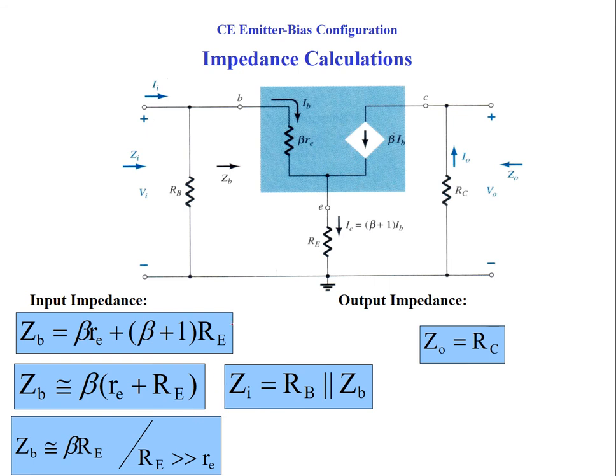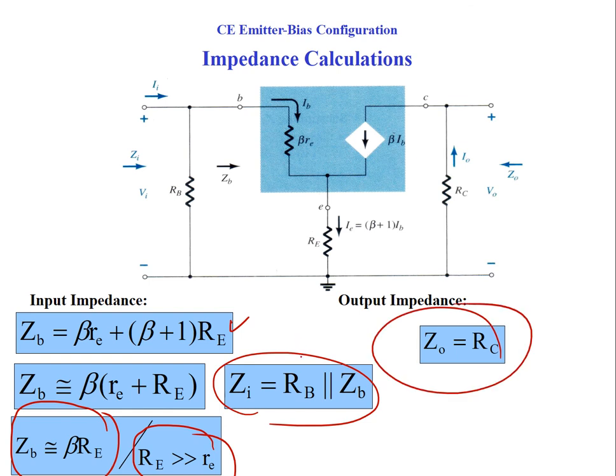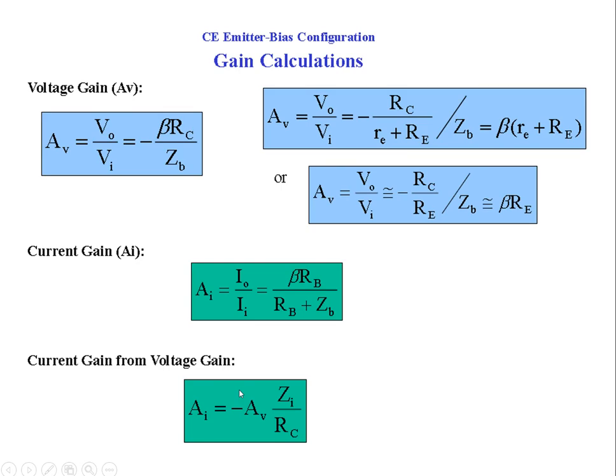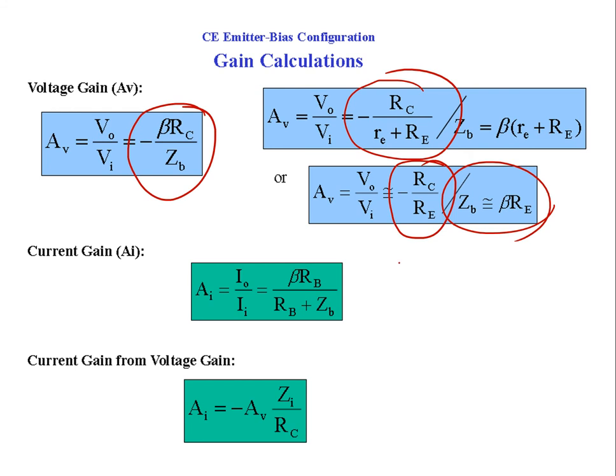So we can get this relationship, and if you apply this assumption here, it will be simplified to this one, which makes our simplification easier. And output impedance is just RC. Voltage gain in this case is minus beta RC over ZB, simplified to look like this, RC over RE, or simply minus RC over RE, with these assumptions. Current gain looks like this, and this is the relationship. So these are the gain calculations for this case.